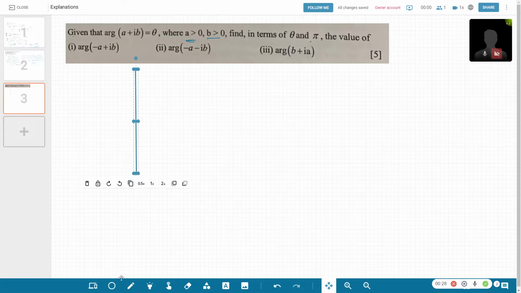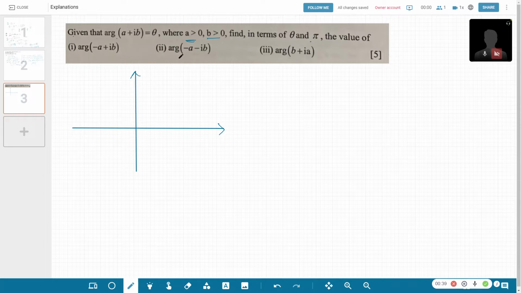Let me just quickly draw the axes. This is the axis for the Argand diagram. So where will a plus ib be? Let's let it be here, some unknown location, where this is a and this is b. This is the real axis and this is the imaginary axis. So this is your a plus ib.